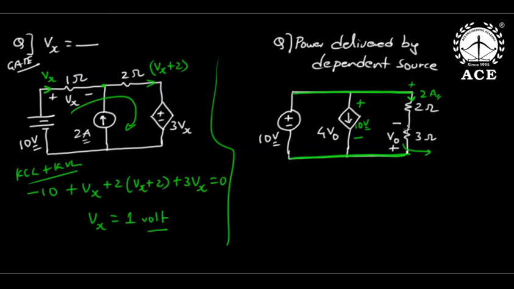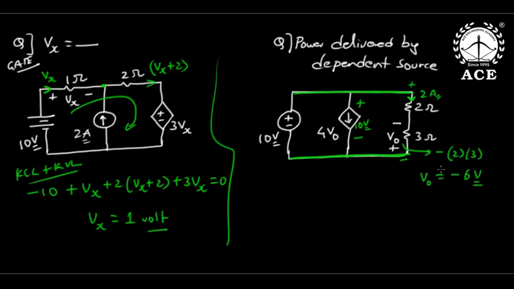Because the upper terminal is positive when compared to down. In a passive element, current enters positive. So 10 by 5 is 2. But actually, when current is entering from the top, this terminal should be positive, but it is opposite. So V0 is minus I into R. So V0 is minus 6 volts. V0 is how much? Minus 6 volts.